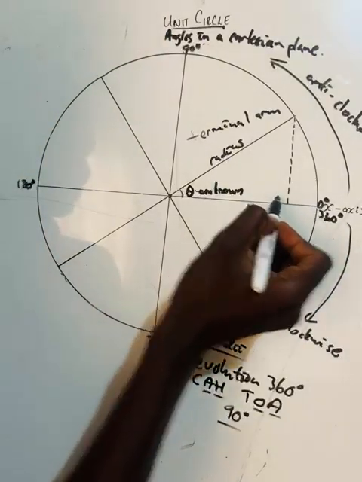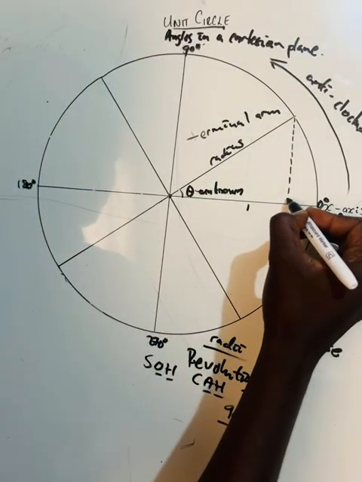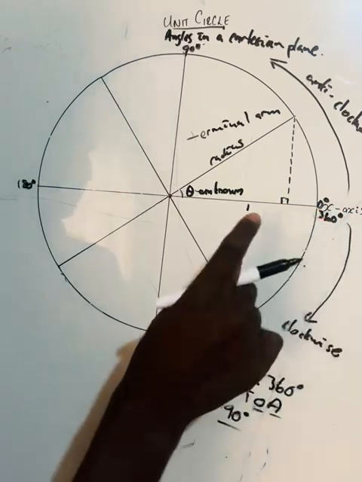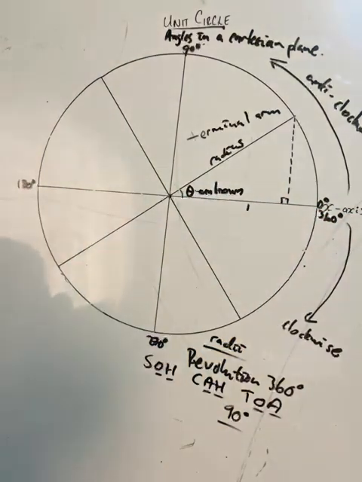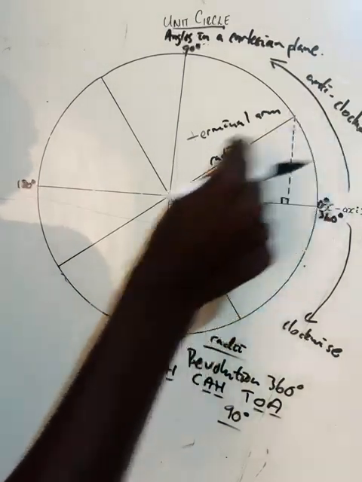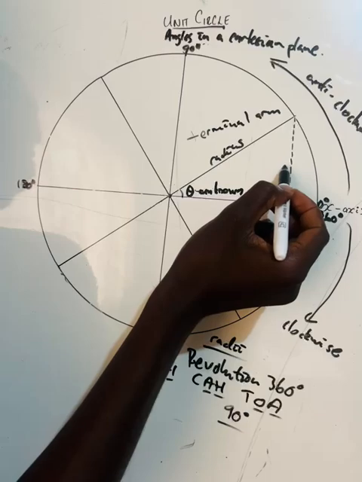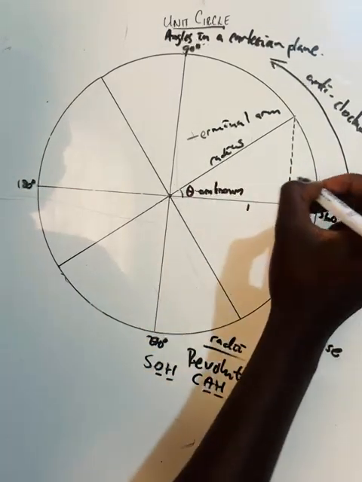And the moment it touches the x-axis, it means that we have got a perpendicular line. Remember, a perpendicular line forms 90 degrees. So there is our 90 degrees. Since we've got 90 degrees and a right angle here, now we can say that this side is the opposite.